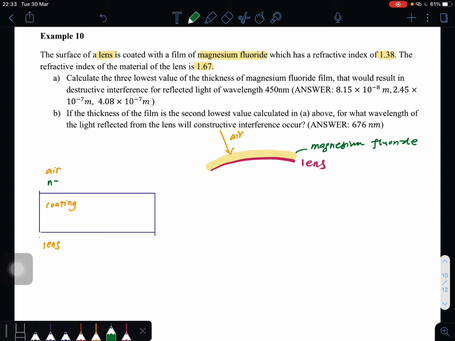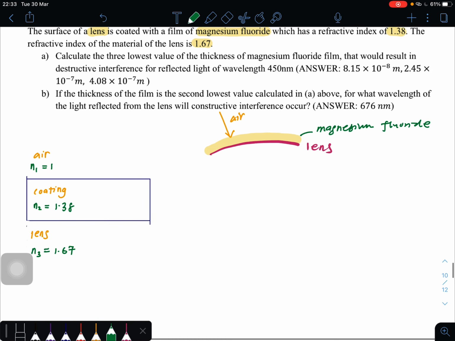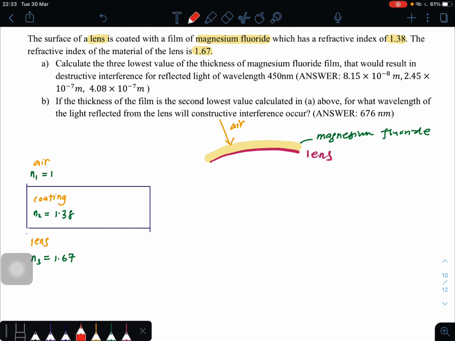Where air n is equal to 1, coating n is equal to 1.38, and lens n is equal to 1.67. Okay, before that, let's label first: n1, n2, n3. And then again, we have light coming from the medium of air, and it will be refracted when it reaches the surface of the coating, and then it goes through again and reaches the surface of the lens, because they have different refractive indices. That's why the light will bend.